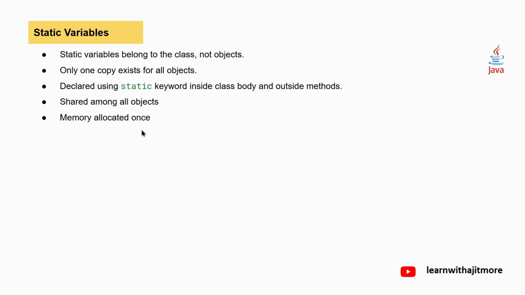Memory is allocated how many times? Once. And where will it get the memory? In the method area, meaning in the code section. Methods mean code only, no? In methods only you write logic: if, else, for loops, whatever calculations you write in a method. So methods mean the code section. So in the code section only.